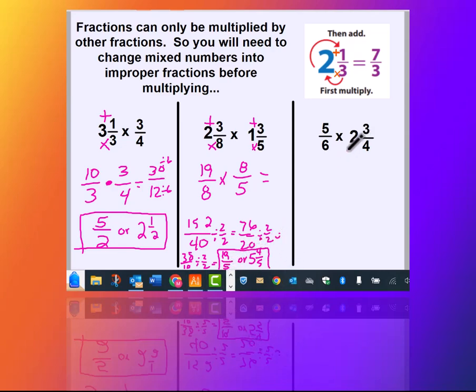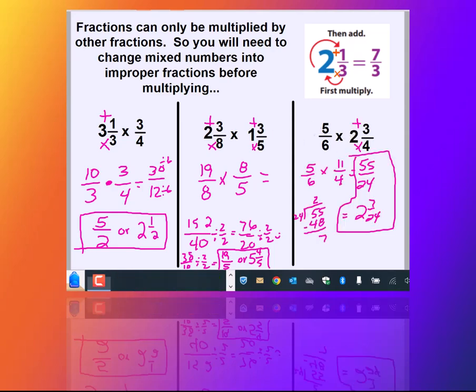So go ahead and pause the video and solve the next one on your own, then come back and check to see if you got it correct. Okay, as an improper simplified fraction, you should have gotten 55/24. If you change that back to a mixed number, it would be 2 7/24.